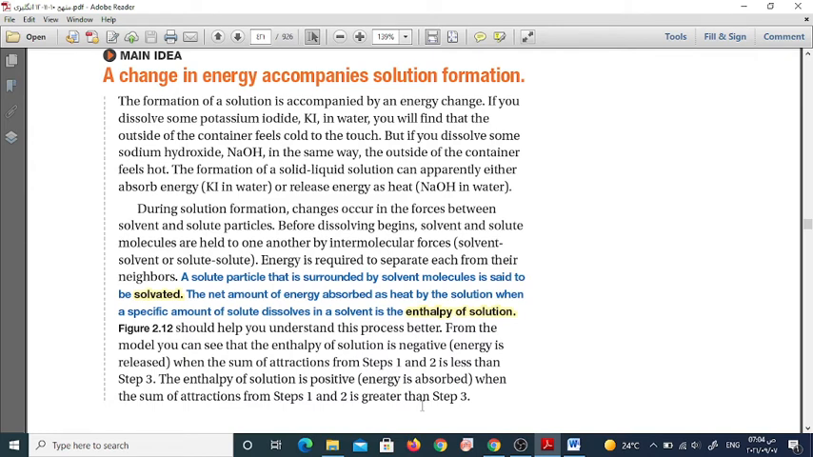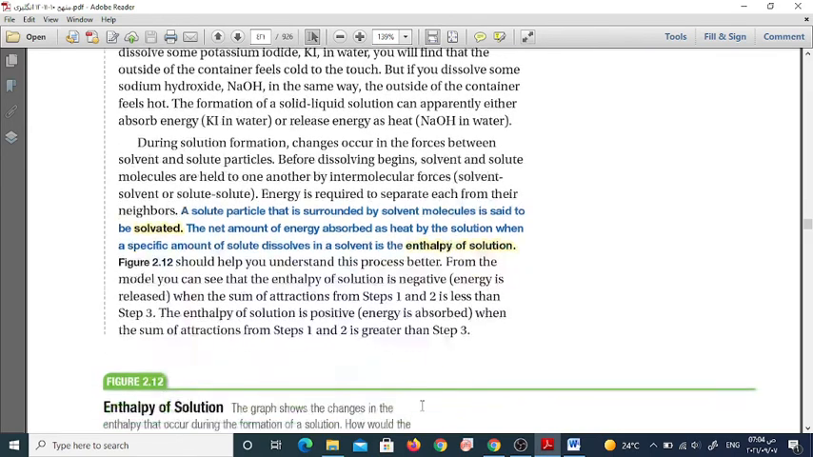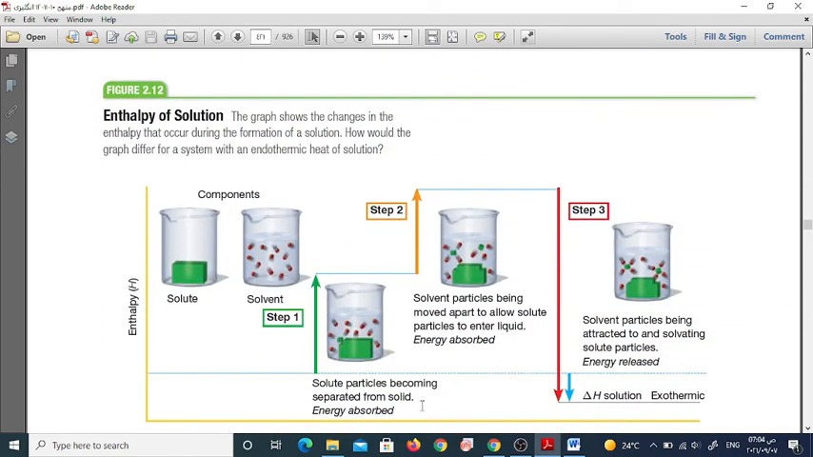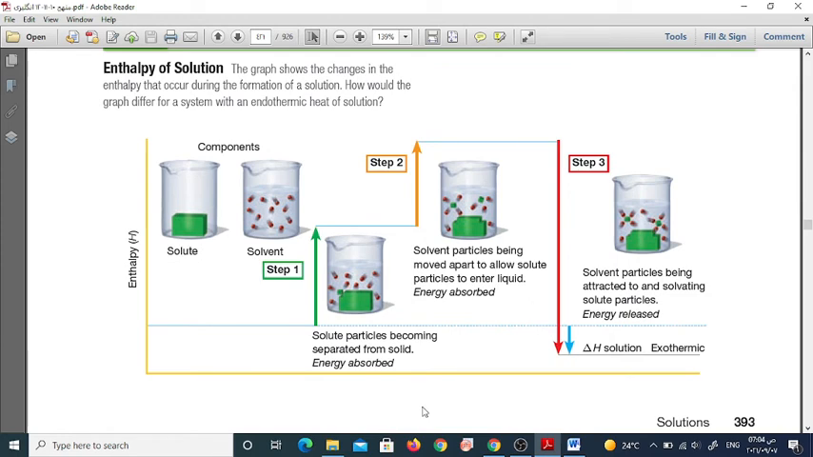The energy component of solution formation, this is not important, I will just give you some enthalpy. But I want you to understand what the energy component of the solution is. When you put the solute in the solvent, some process happens, as in this diagram. If the energy gained by step 1 and step 2 is greater than the energy given in step 3, this solution will be endothermic.